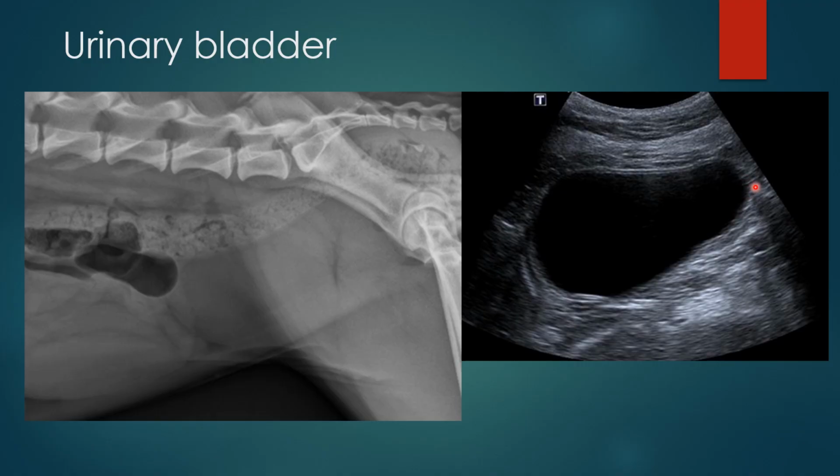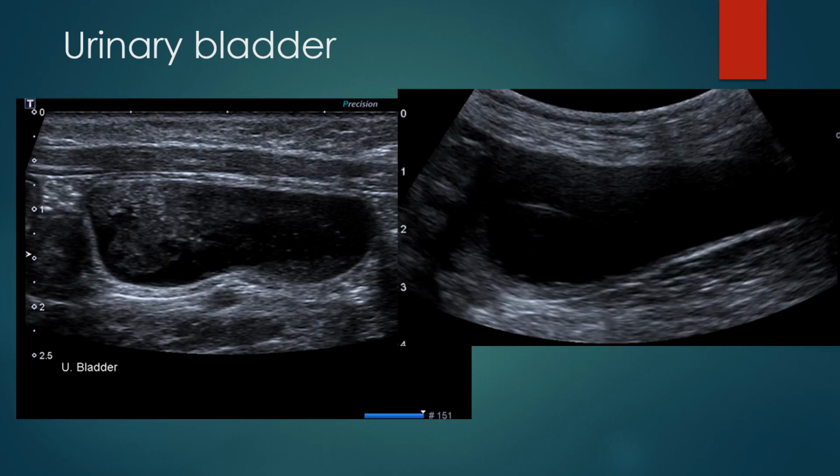The trigone is going to be back here. The apex is here. So this is telling me my nubbin is pointing towards the head here and the tail here. I know this is a sagittal view of the bladder just because it's kind of tapering down here towards the trigone. Some other examples of things you might see, and just want to make sure you can recognize the bladder.